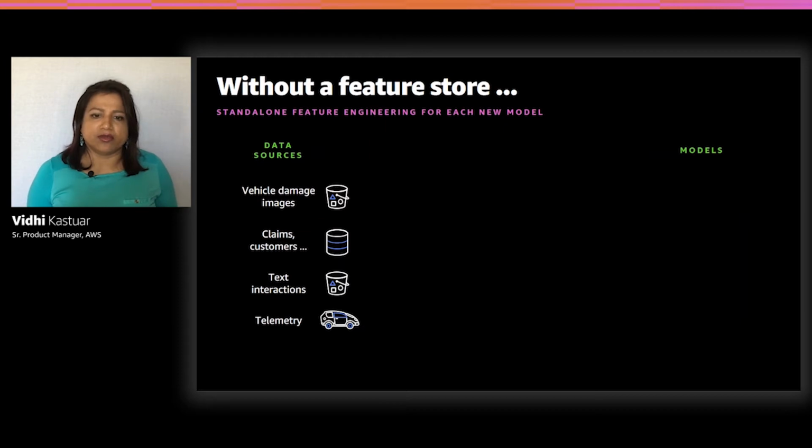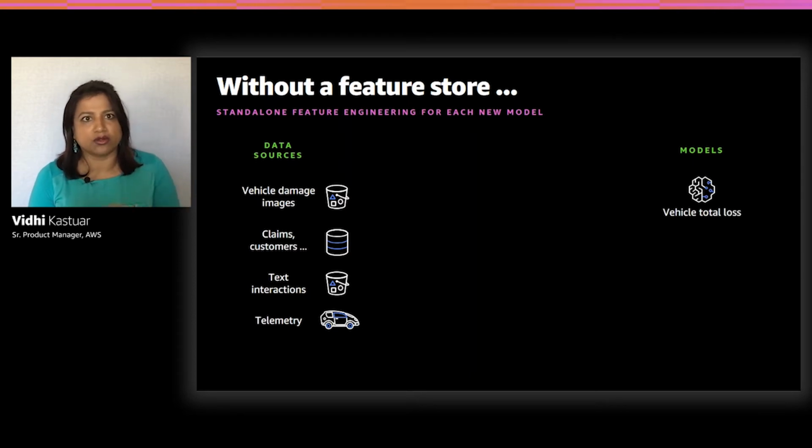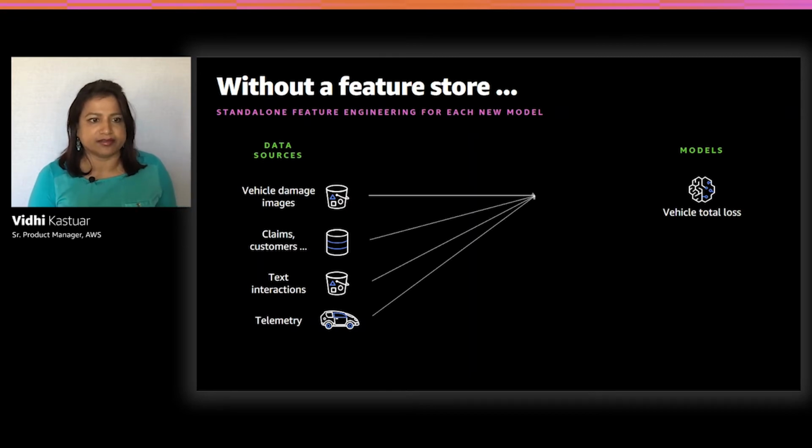So let's first take a look at how raw data is transformed into a feature vector today, and how this could be a problem if you want to scale your machine learning to hundreds or thousands of models and features. Say you're building a machine learning model for automotive insurance claims processing, and you have various sources of data, for example, vehicle damage images, claims and customer data, vehicle telemetry, etc. And let's say that you have a model for vehicle total loss estimate. This model takes features that are built from these various data sources. You build your feature generation pipeline and process these features for the machine learning model to use.